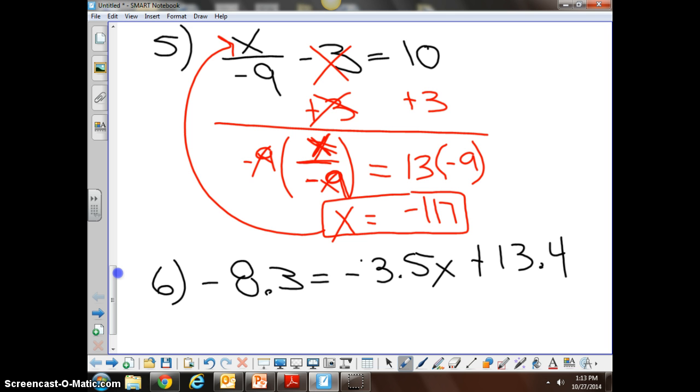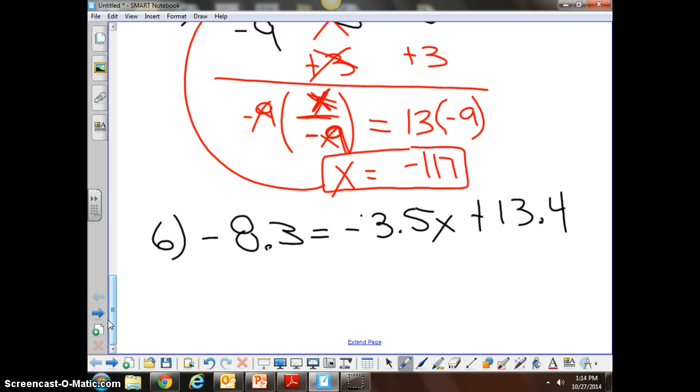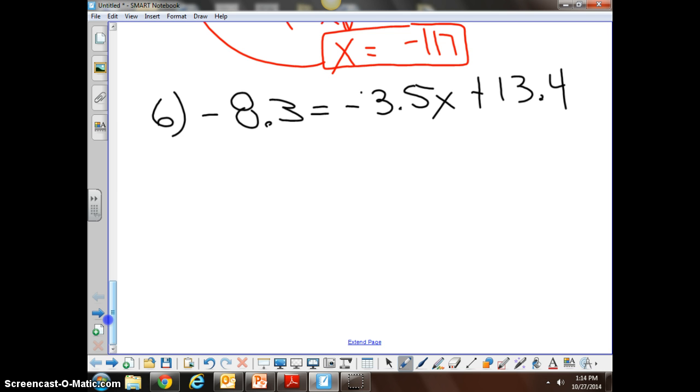Does that work, you guys? Yeah. Who checked their work? I know you can't see because we're just on the document or the smartboard, but everyone raised their hand. Good job. Last one, number 6. We got negative 8 and 3/10 is equal to negative 3 and 5/10 x plus 13 and 4/10.